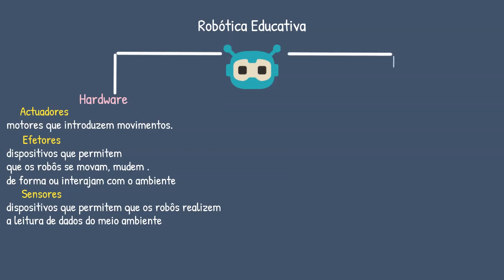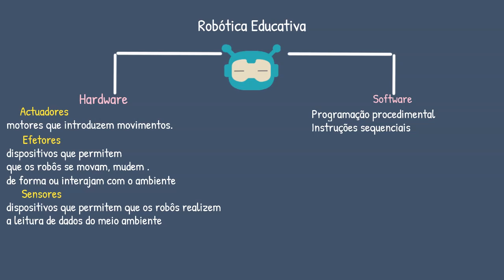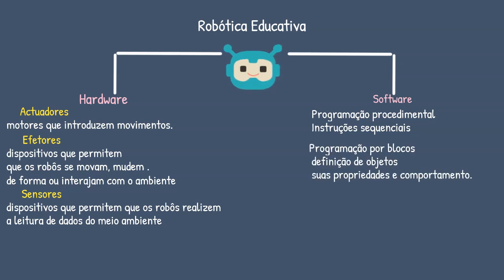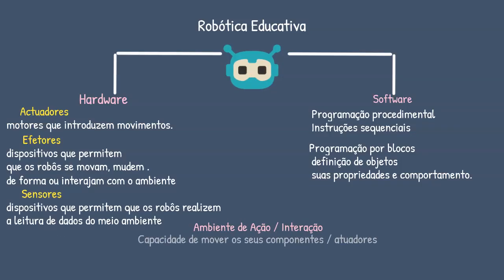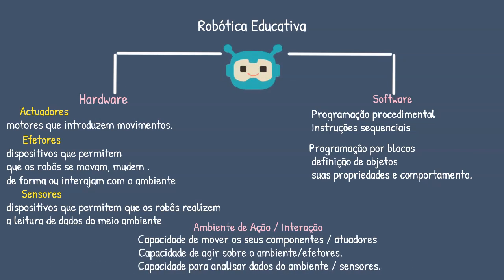The software of educational robotics can be through procedural programming and sequential instructions, or programming by blocks and by defining objects, their properties and behavior. When a robot is programmed, it will have the ability to move its components through actuators. It can act on its environment with the help of its effectors. And it will have the ability to recognize its environment through its sensors.